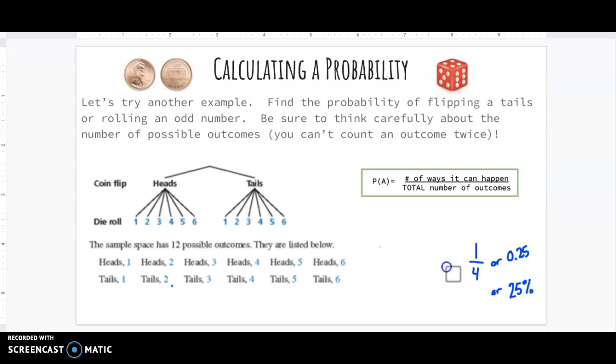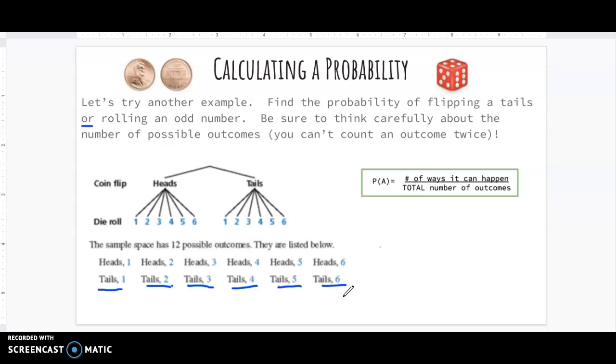Okay, cool. So for this next example, it says find the probability of flipping a tails or, it's a key word here, or rolling an odd number, right? So that means that we have to think about either situation. We can either flip tails or we could roll an odd number. So the first thing I want to do is look at all the situations where I'm flipping a tails, right? So I've got a tails right here, here, here, here, here, and here, right?